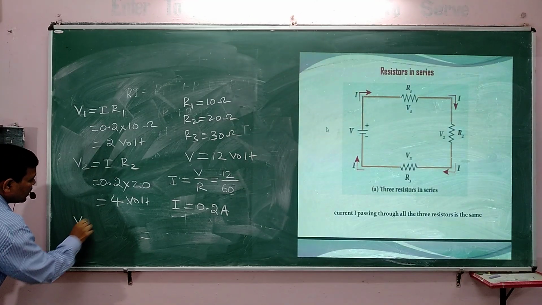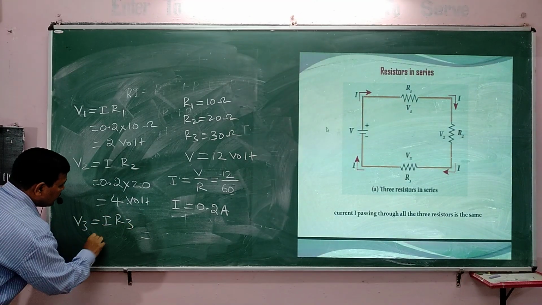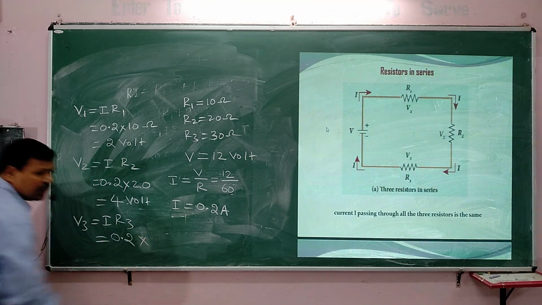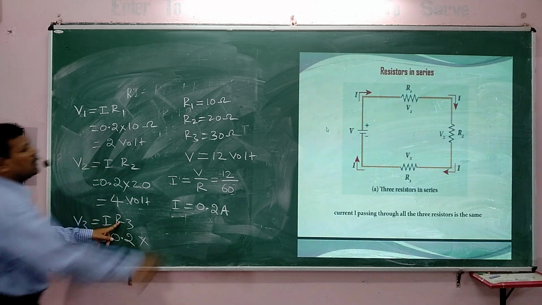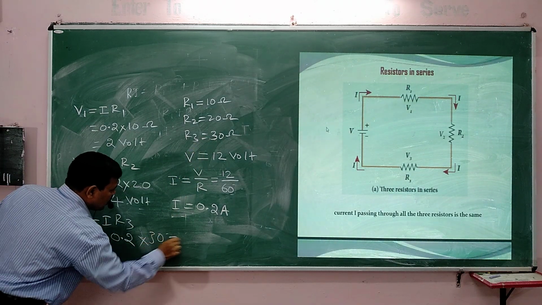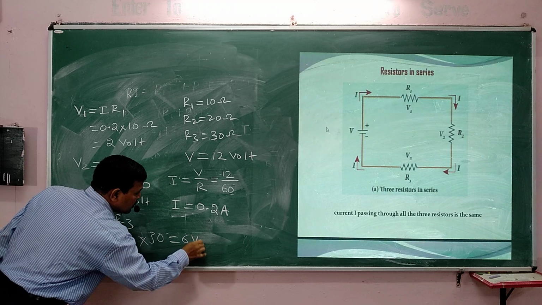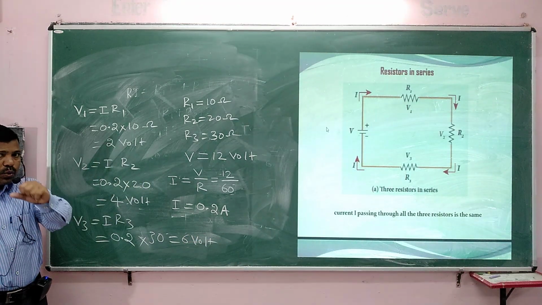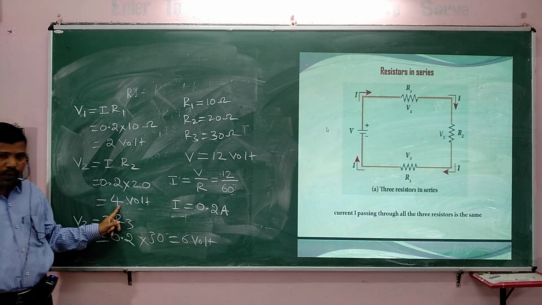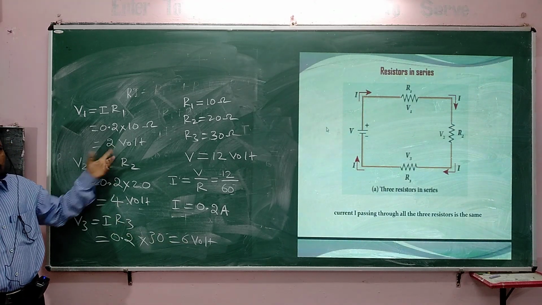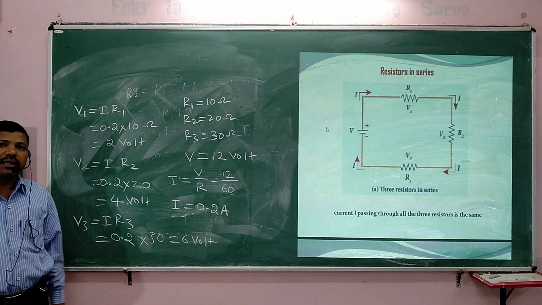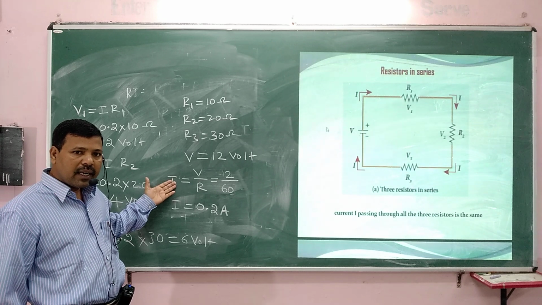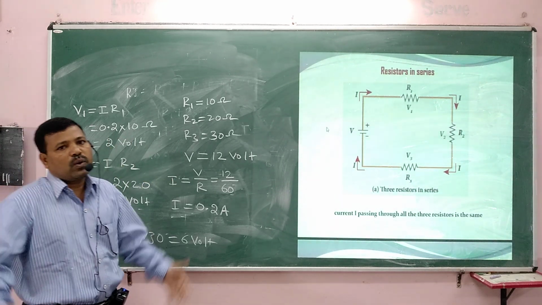Then V3 is equal to IR3. I is 0.2. R3 is 30 ohms. So it would be 6 volt. So the net voltage should be equal to 12. 6 plus 4, 10. 10 plus 2, 12. Then it is correct. So like this, we calculate current and PD across each resistor.